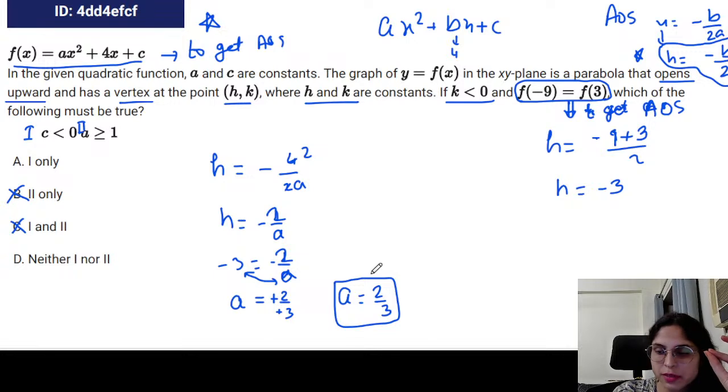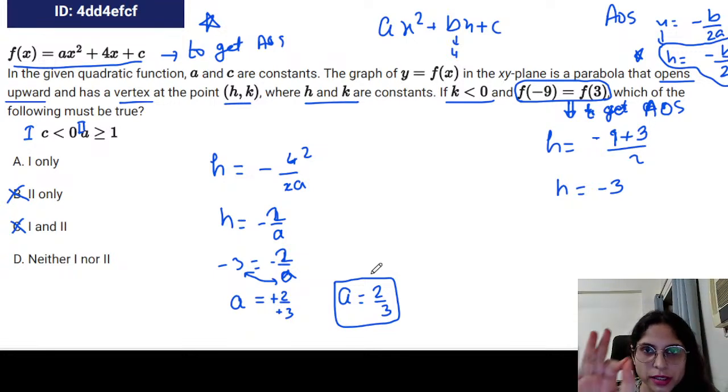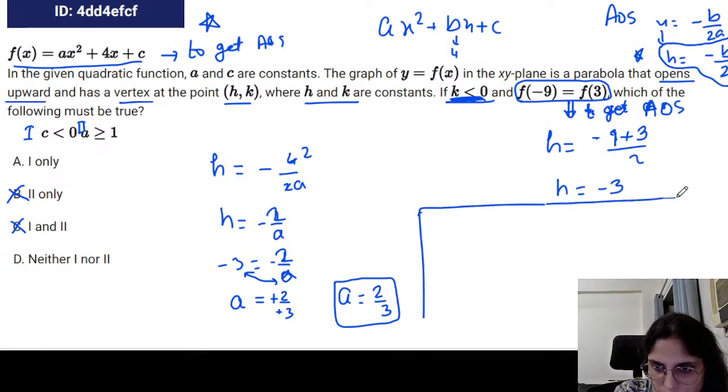So from axis of symmetry, because there were 2 ways to find axis of symmetry from where you were able to get the value of a. Now we have to get c. Now it is given that k is less than 0. And I know my x coordinate of vertex is negative 3. So now I will be putting it over there. And before going to that, there is one more way from which you can find the value of a.